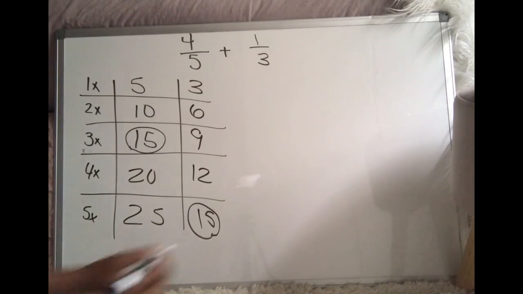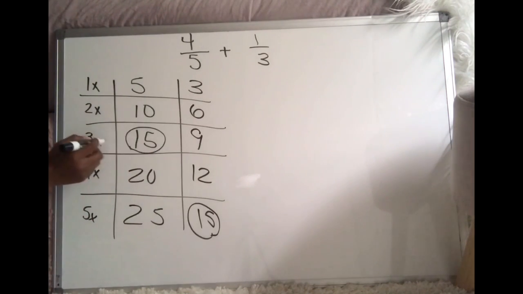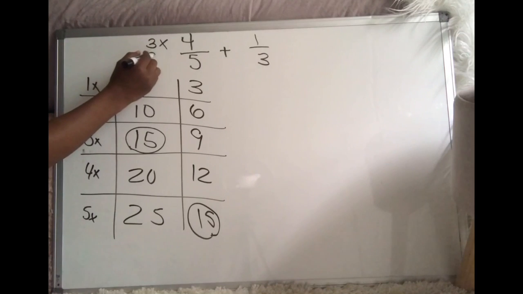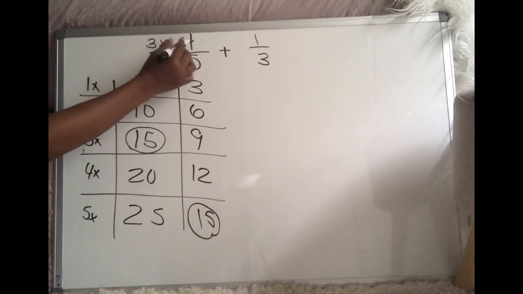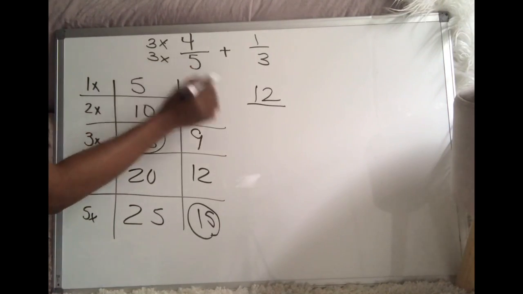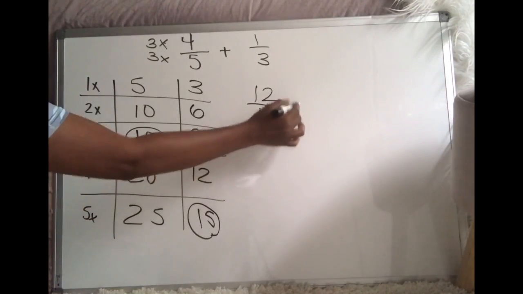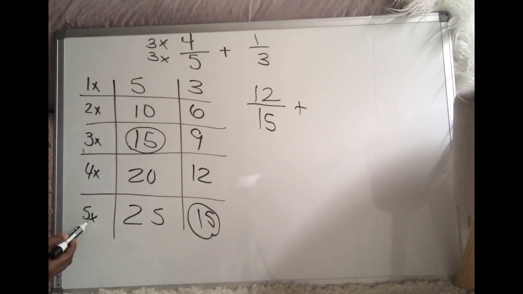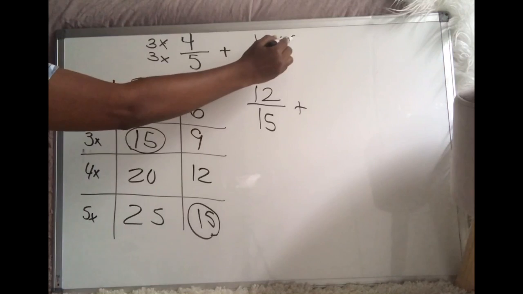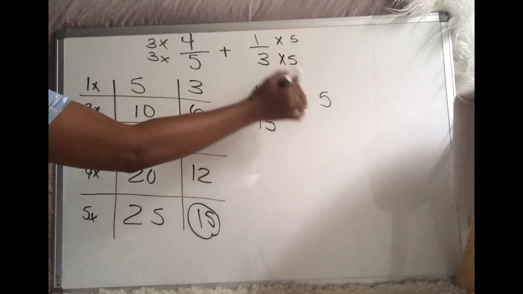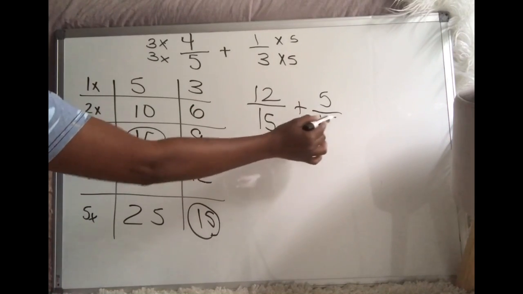So it's 15. What did I do to the first fraction to get 15? I multiplied by 3. So I have to do 3 times the top and bottom. So 3 times 4 is 12. And 3 times 5 is 15. The second fraction is this column, and I did 5 times. So I have to times the top and the bottom by 5. 5 times 1 is 5, and 5 times 3 is 15.